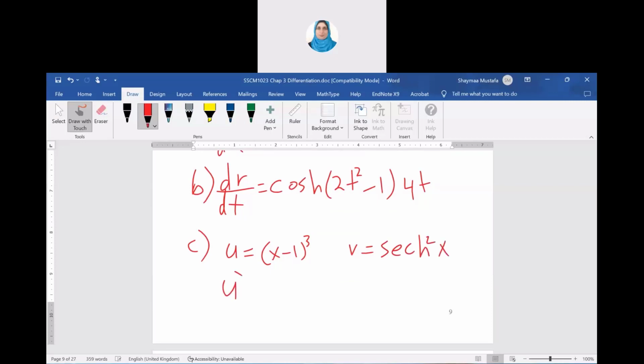Now we need to find the derivative of the first function and the derivative of the second function. Here I have x minus 1 cubed, a composite of two functions. I have to start from the power first: 3 times x minus 1, and the new power 3 minus 1 is 2. Multiplied by the derivative of the function inside, the derivative of x minus 1. The derivative of x is 1 and the derivative of minus 1 is 0, so it is multiplied by 1. We will not write the 1 here.